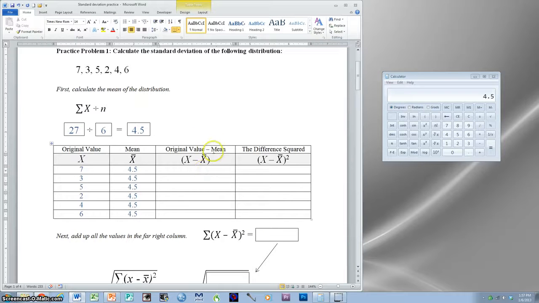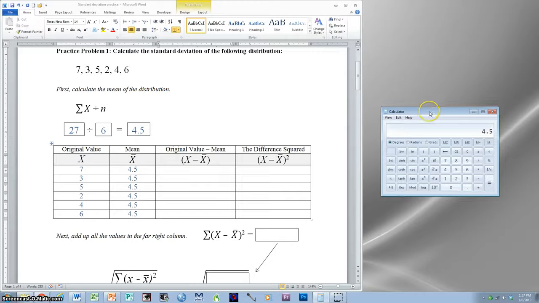So original value minus the mean. The original value is 7. The mean is 4.5. So we do 7 minus 4.5, which is 2.5. Then we're going to square it, which is this button right there where it says x squared. Click on that. The square of 2.5 is 6.25. Just like that. So do that for all of those, and then add them up.